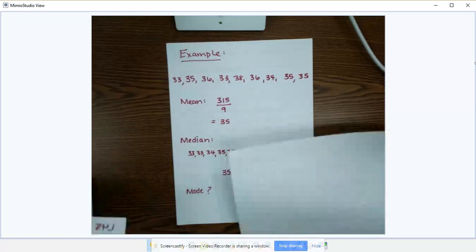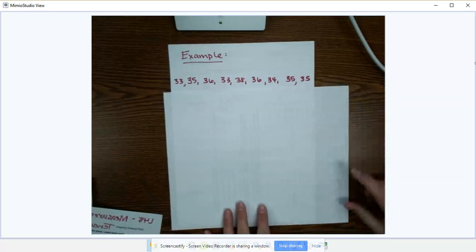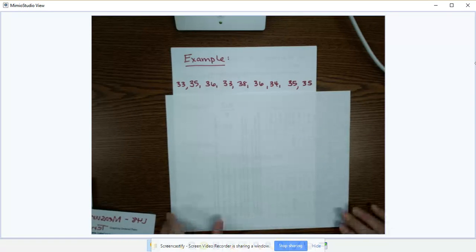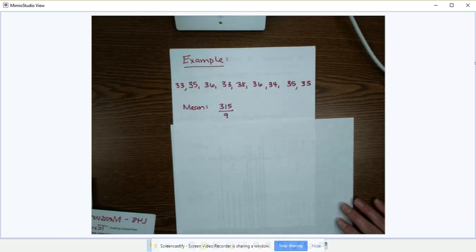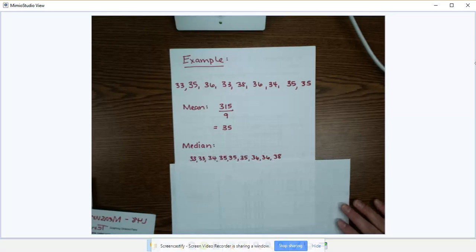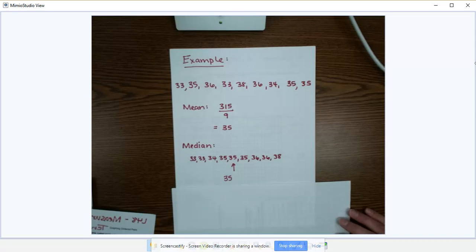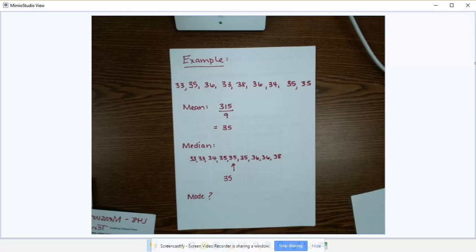If I give you a data set, so here's our data set, I'm just going to quickly run through mean, median, and mode. Our mean, if we added all of them up, we would get 315. Divide by how many digits there are, which is 9, and that gives us a mean of 35. Okay, median, remember you have to reorder them, so I put them in order, smallest to largest, and our median, or our middle number, is that 35. I want you guys to find the mode.